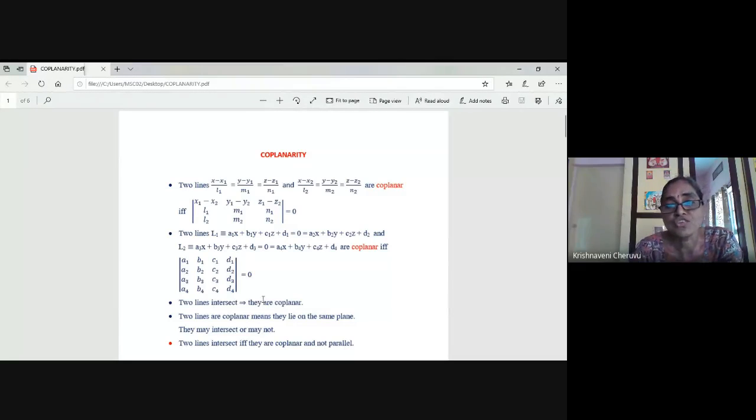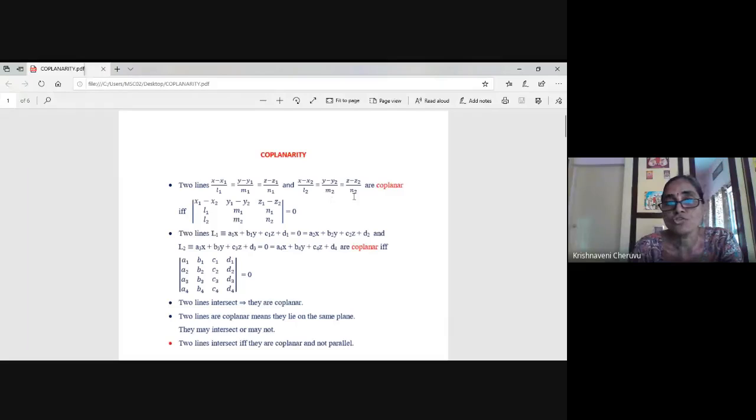Now you have seen already in the previous class the various forms of lines. Now if you see here, this is the symmetric form of a line and this line is passing through the point x1, y1, z1 and it has DRs L1, M1, N1. The other line is again the symmetric form of a line, passing through the point x2, y2, z2, and it has DRs L2, M2, N2.